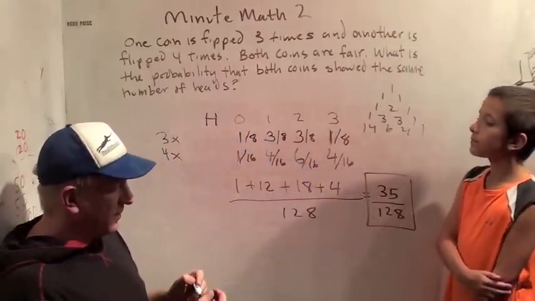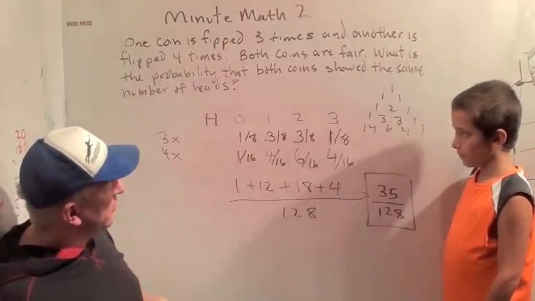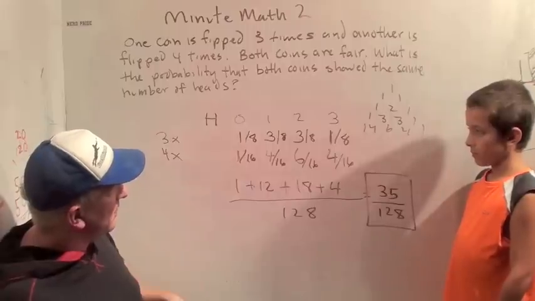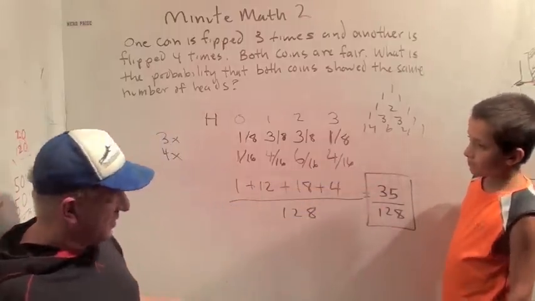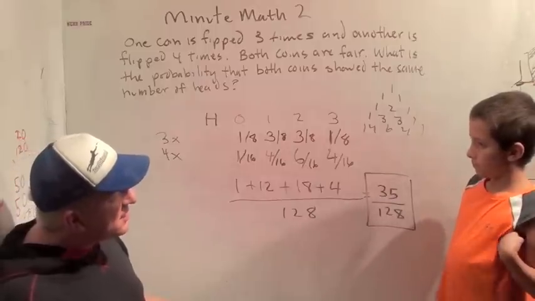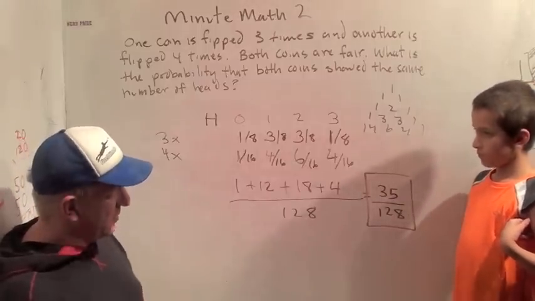It's a pretty neat problem. So if you flip 1 coin 3 times and another coin 4 times, the probability that they both have the same number of heads is 35/128, which is a little bit less than a third. A tiny little bit less than a third.